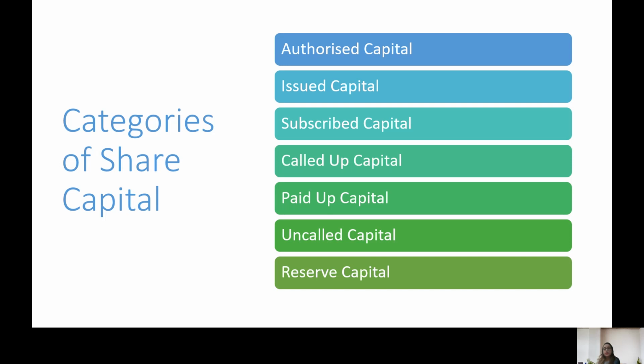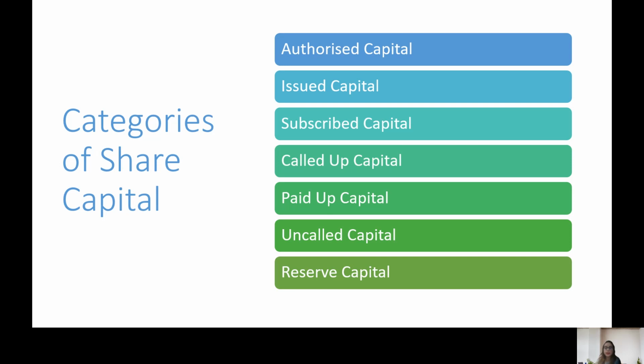Reserve capital. Reserve capital is the capital which can be kept as a reserve for winding up or for the purposes when the company needs it. Let's talk about it. It is a portion of the uncalled capital which may be called by the company in the event of winding up, right? Such an amount is called the reserve capital of the company. It is available only for the creditors on winding up of the company.